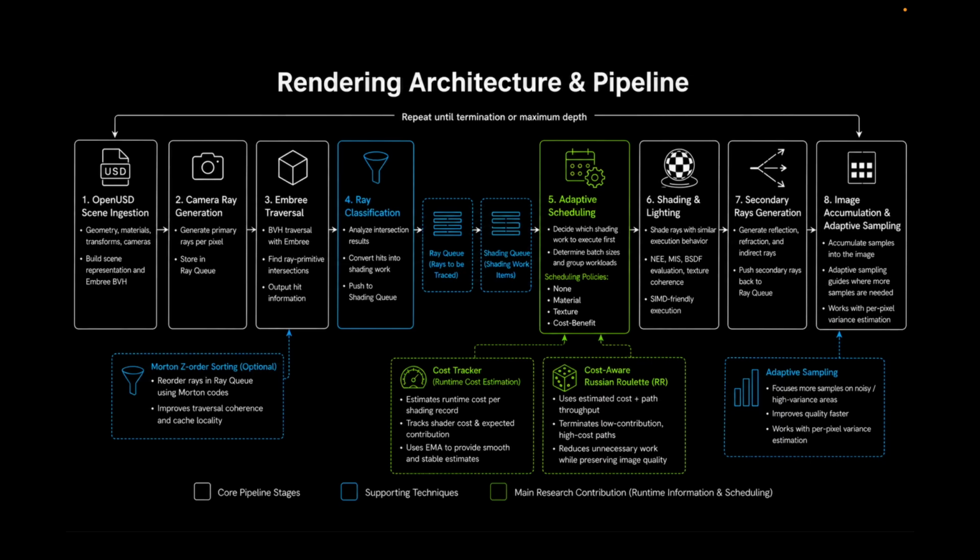Here we can see the rendering architecture and pipeline of my renderer project. If we go step by step quickly, we can see that the renderer starts by loading the OpenUSD scene, including the geometry, materials, transforms, and camera information. The scene is then converted into an internal representation used by the renderer, including the Embree BVH for ray traversal. Primary camera rays are generated for each pixel and placed into the ray queue.